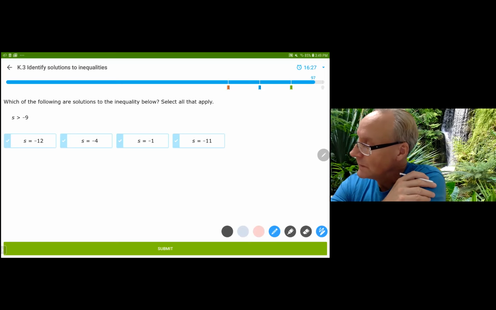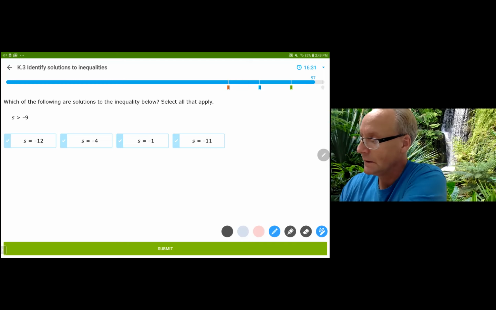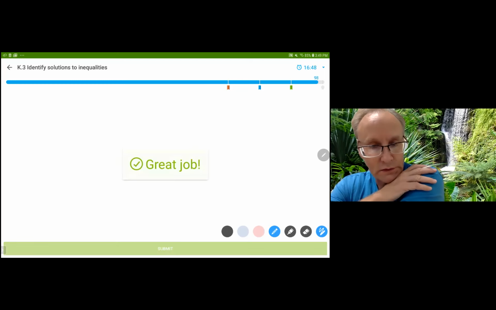And which of the following make this true? We want it to be greater than negative 9. Negative 4 is greater than negative 9. It's less negative. You can think of it like this. Owing 4 is better than owing 9. Owing 1 is certainly better than owing 9. That's the only 2. And we're almost there.